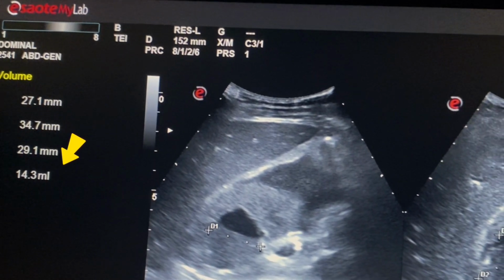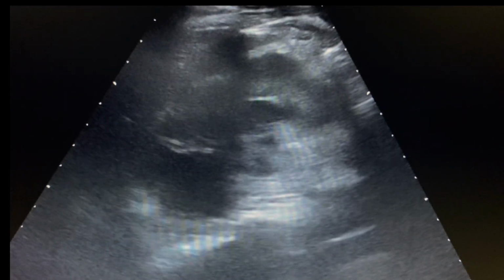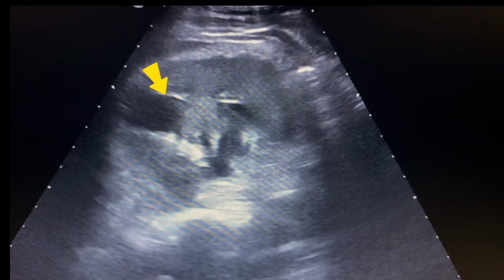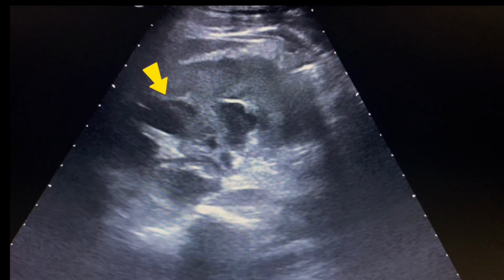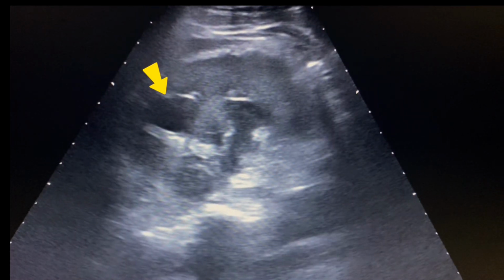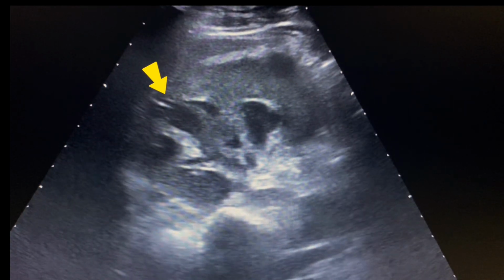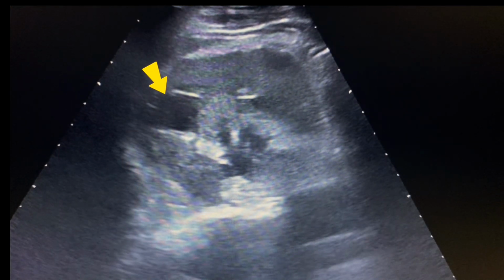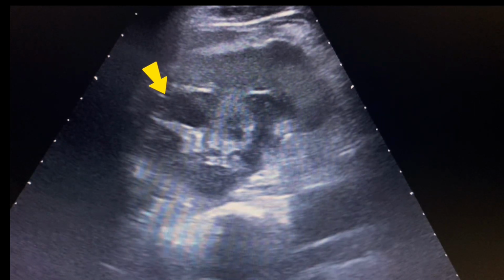This is a collection or abscess in the upper pole. Now we see the pelvis, which is mildly dilated. If we look at the fluid in the pelvis, it contains echogenic debris. It shows the infection has spread in the cortex and medullary area.